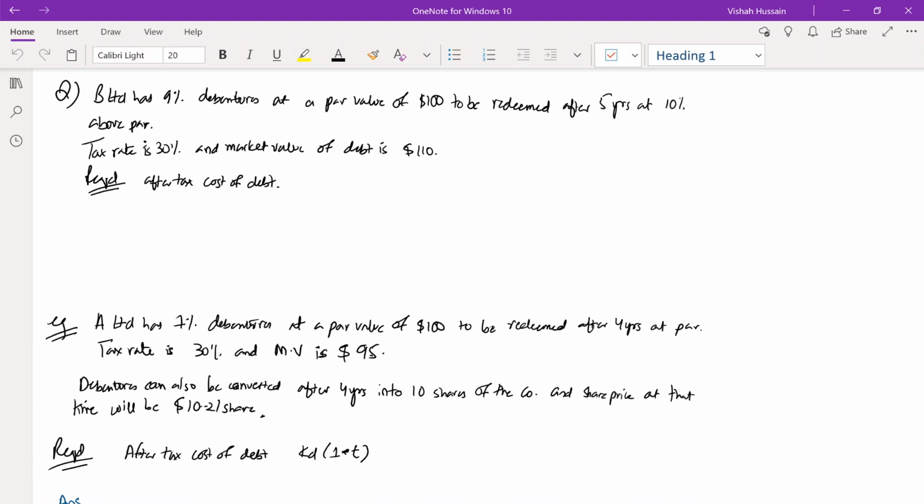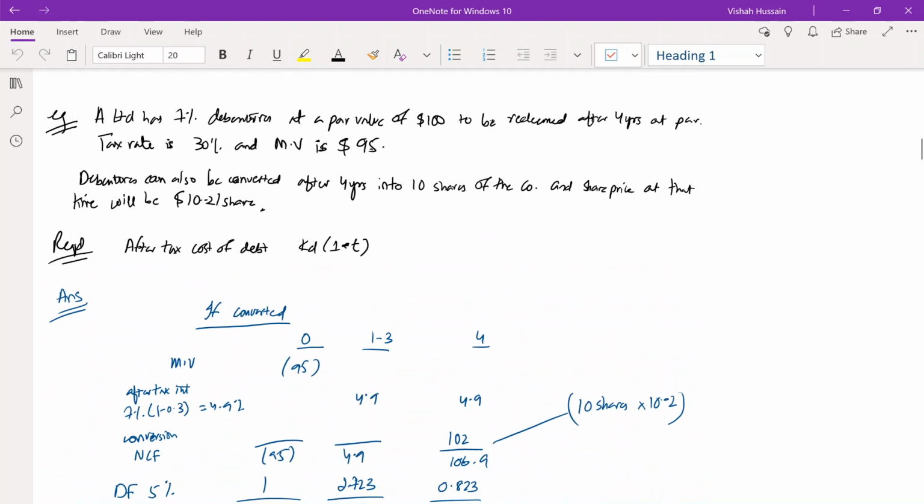These are the examples. Then we have a question about convertible loan notes. How are you going to compute it? Again, with the IRR method. First of all, it says A Limited has 7% debentures at a par value of $100 to be redeemed after 4 years at par. Tax rate is 30% and market value is $95. Debentures can also be converted after 4 years into 10 shares of the company, and the share price at that time will be $10.2 per share.